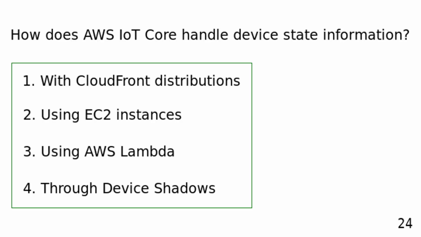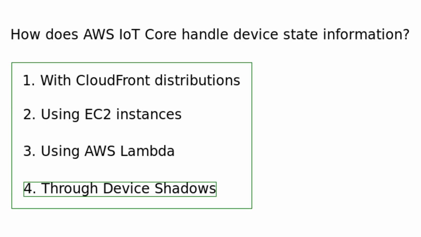How does AWS IoT Core handle device state information? With CloudFront distributions. Using EC2 instances. Using AWS Lambda. Through device shadows. Device shadows in AWS IoT Core store and retrieve device state information.